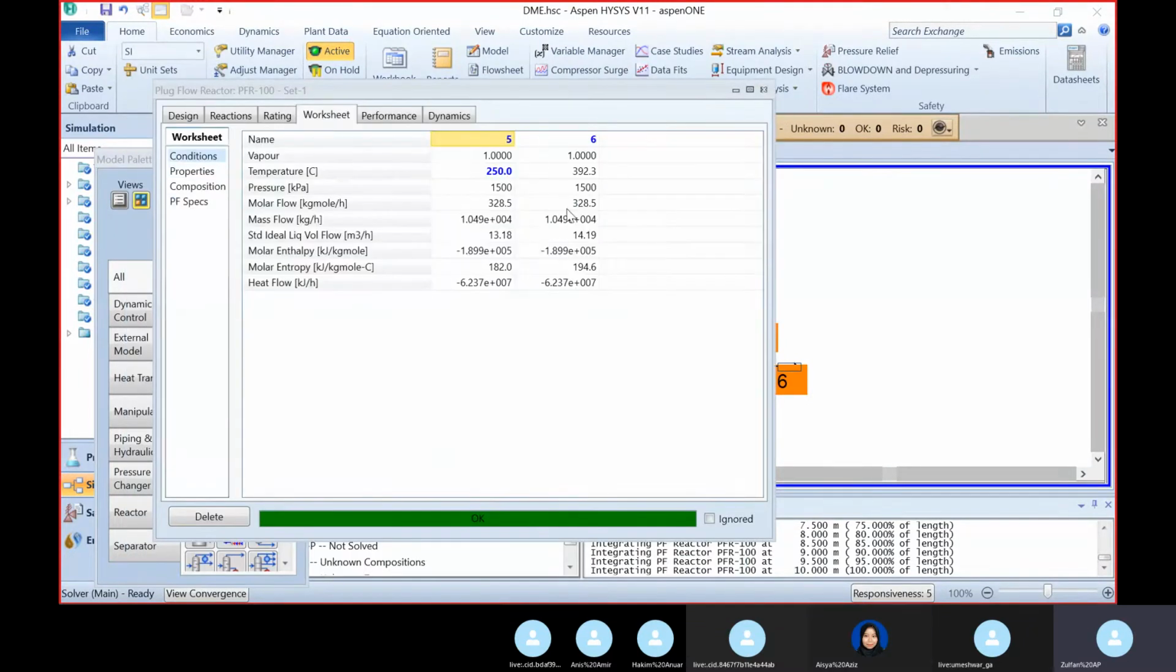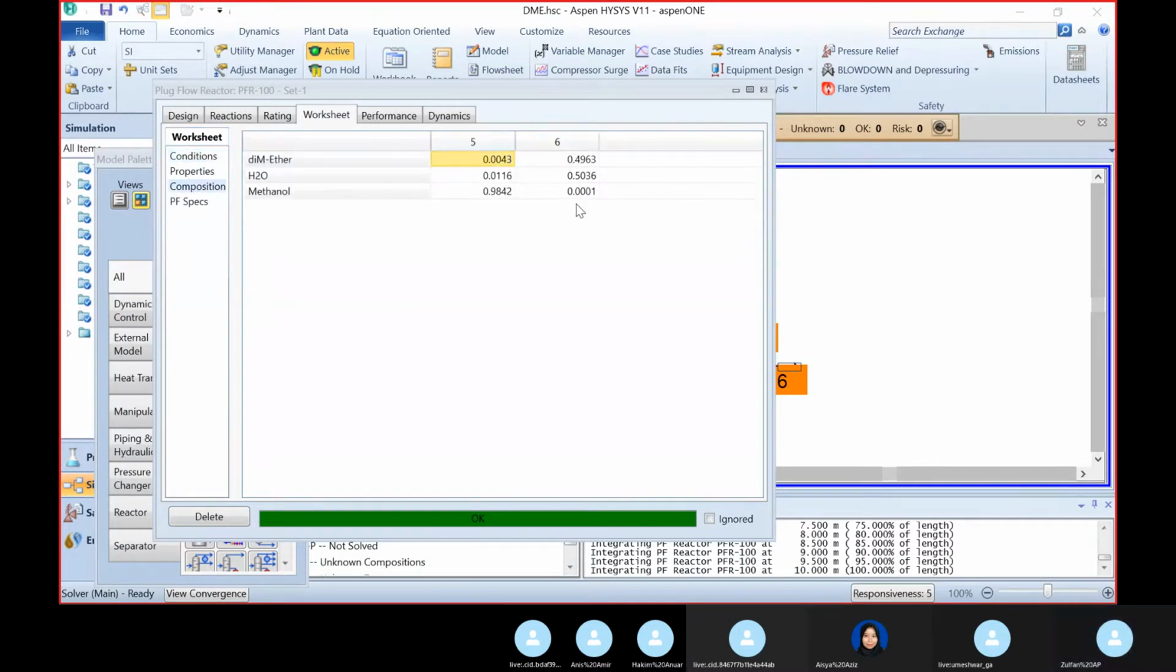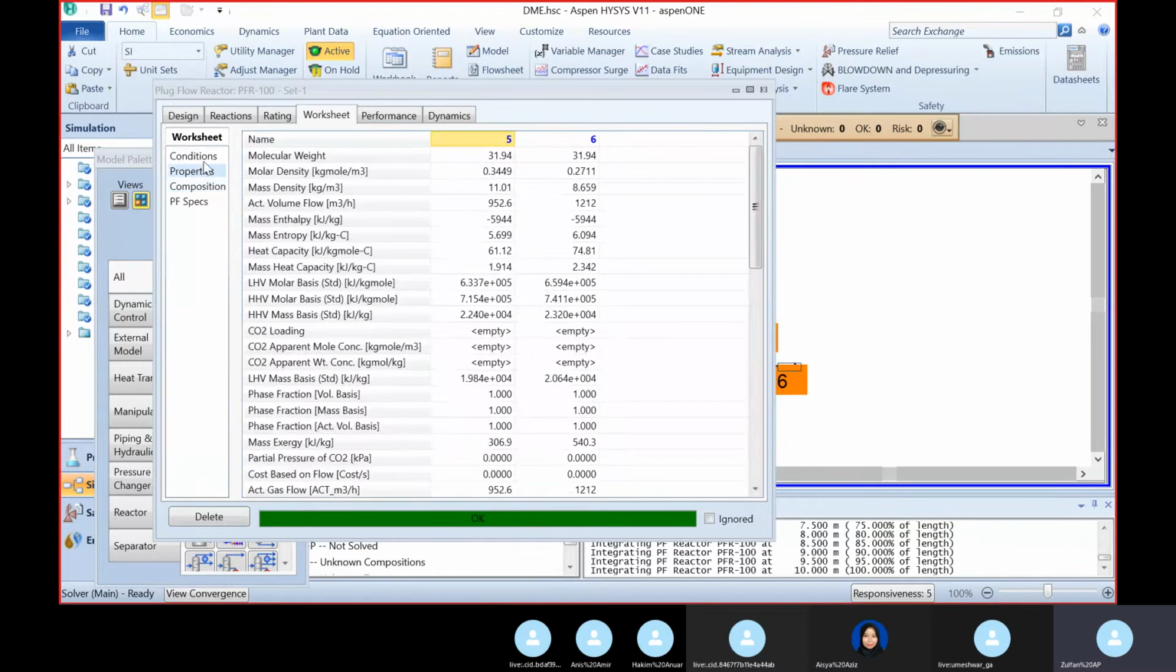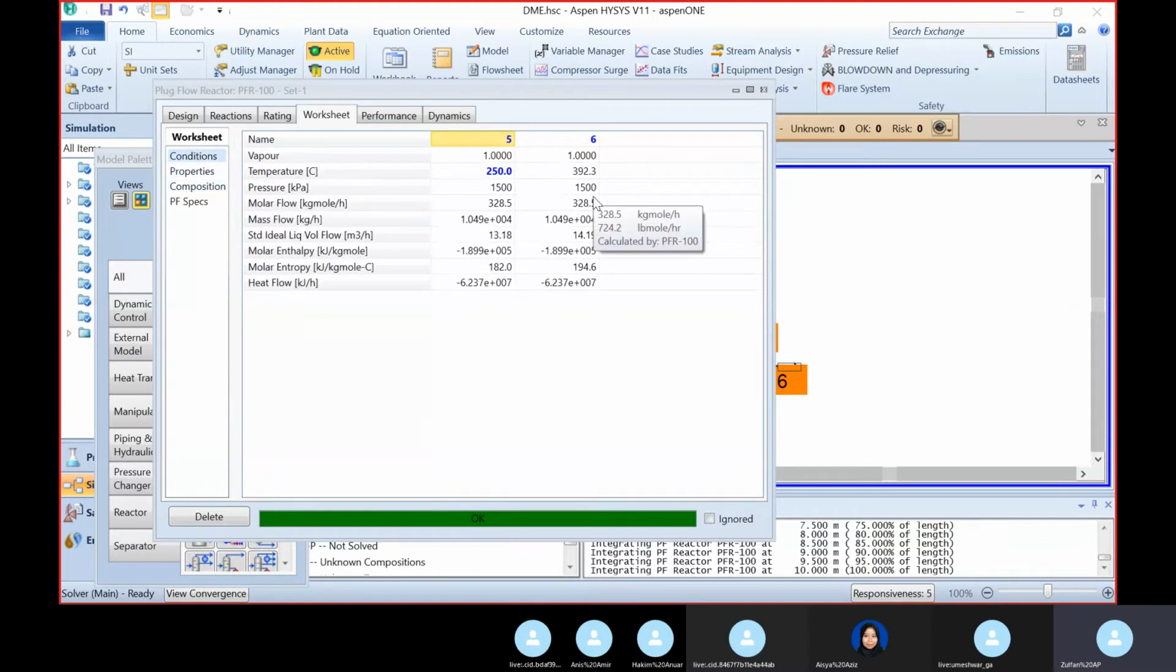And then we can see the composition. Previously we didn't have any dimethyl ether. Now we have 50% DME and 50% water, and almost no methanol. Then we go back to the conditions. You can see the temperature is calculated accordingly. So you are not supposed to specify the temperature.